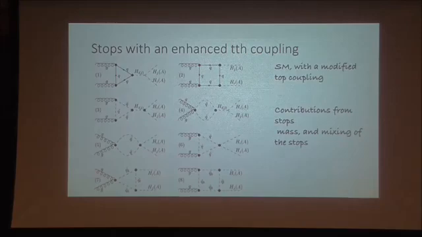And then for stops, I have the stop-gluon coupling, so I also have diagrams 4 and 7. And for stops, I also have the stop-Higgs coupling, so they are diagrams 5 and 6. From those plots, you can see the contributions to double Higgs from stops depend on the mass of the stop and also the mixing of the stops.